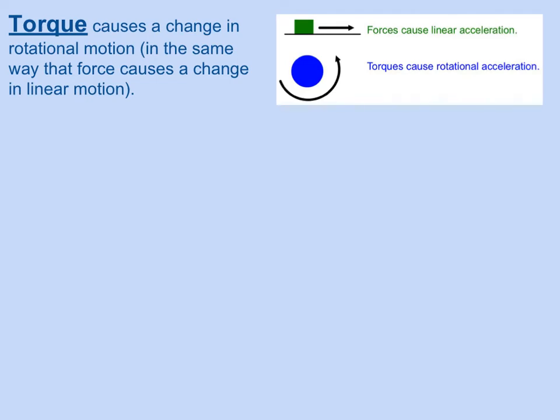So we learned last year that F is equal to ma, meaning that forces cause a change in linear motion, or forces cause a linear acceleration. In the same way, a force can also be used to produce rotational motion or changes in rotational motion. But in this case, we use the term torque.